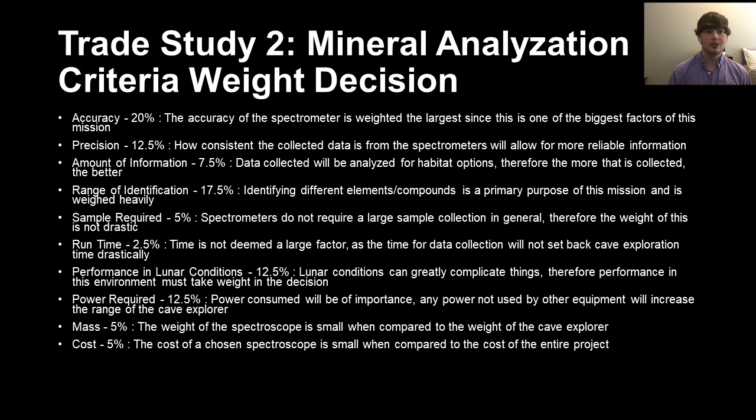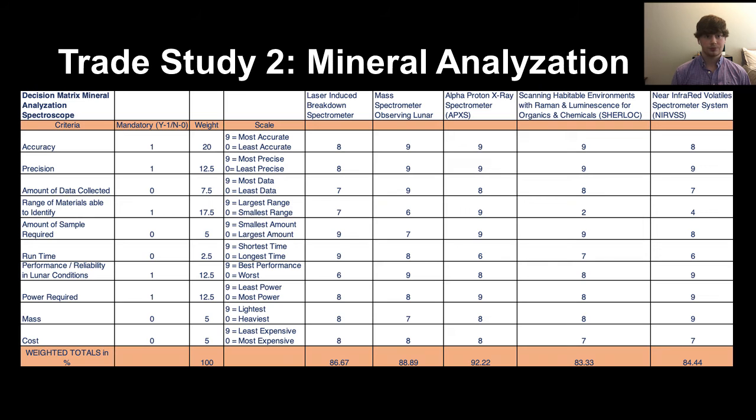The second trade study was used to decide which spectrometer system would be best suited for analyzing mineral content in the lunar tubes. 5 different spectrometers were studied, with 10 separately weighted criteria considered. The criteria with the largest weights were selected based on the importance of the mission. These included accuracy, precision, range of materials able to be identified, performance in lunar conditions, and power required for the spectrometers. After all criteria decisions had been filled, the alpha proton X-ray spectrometer was decided to be used as the mineral analyzation spectrometer of choice.